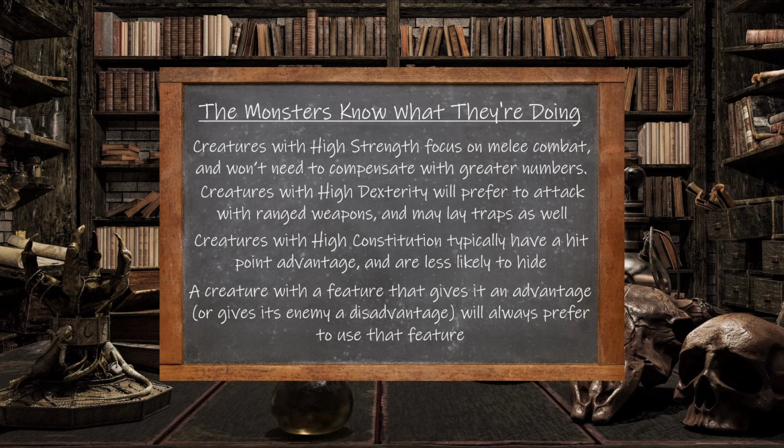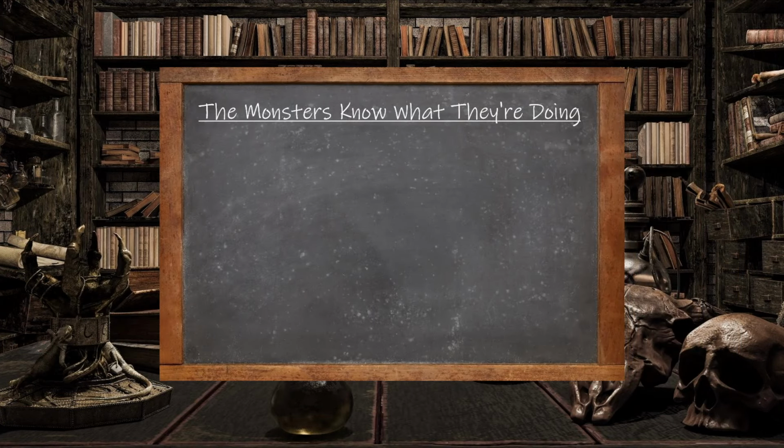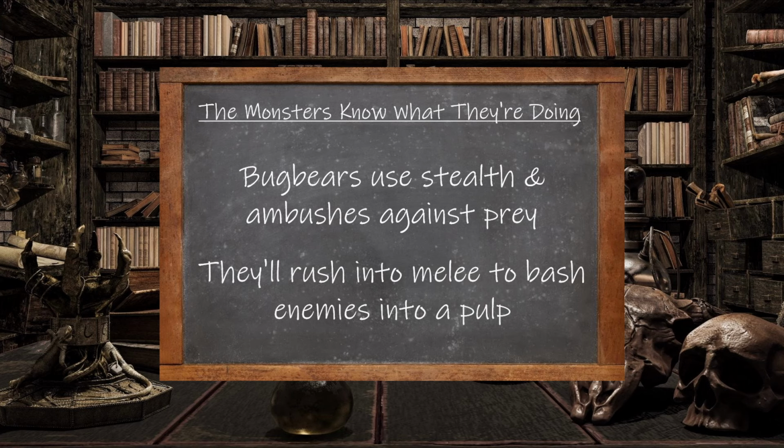A creature with a feature that gives it advantage or gives its enemy disadvantage will always prefer to use that feature. To recap our earlier stat block examination, bugbears have high strength, dexterity, and constitution. On top of that, they have a +6 bonus to their stealth rolls, and their abilities emphasize melee weapon attacks. Comparing that examination to the assumptions we put forward, we can deduce that bugbears love to spring an ambush, and will use stealth and surprise to their advantage whenever possible. Once the ambush has been sprung, they'll close into melee to deal extra damage with their brute ability, though out-of-reach enemies will have to settle for a javelin to the face instead.